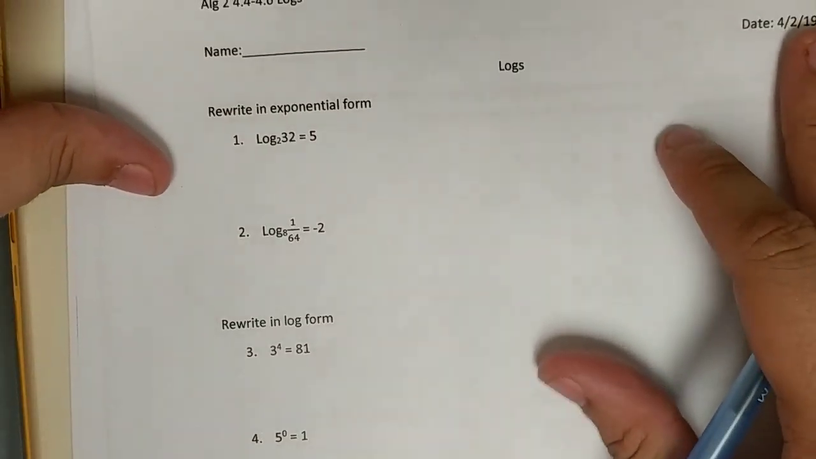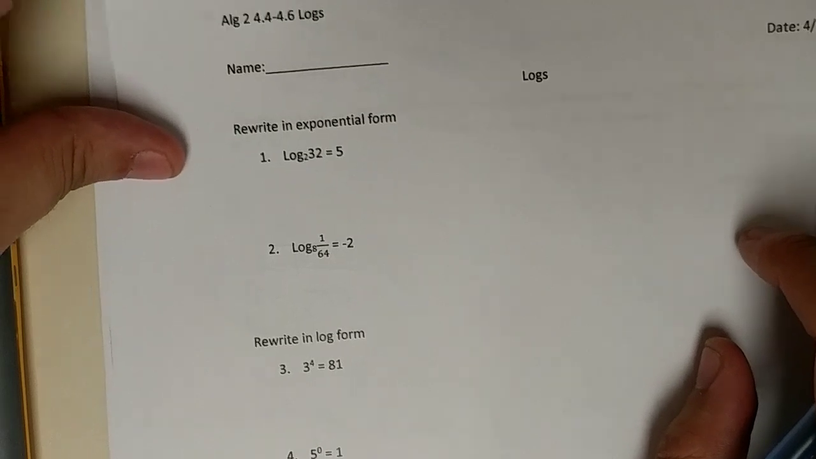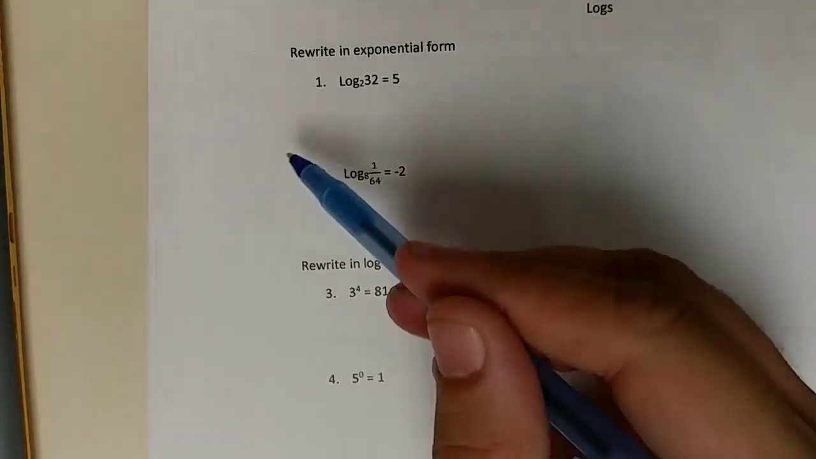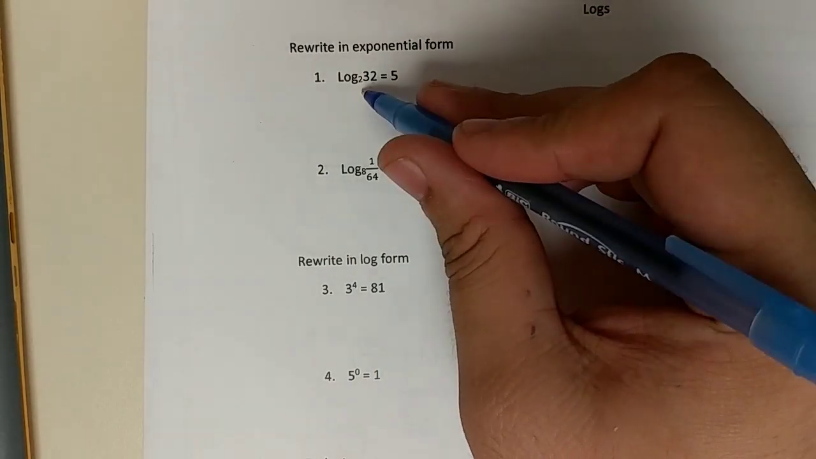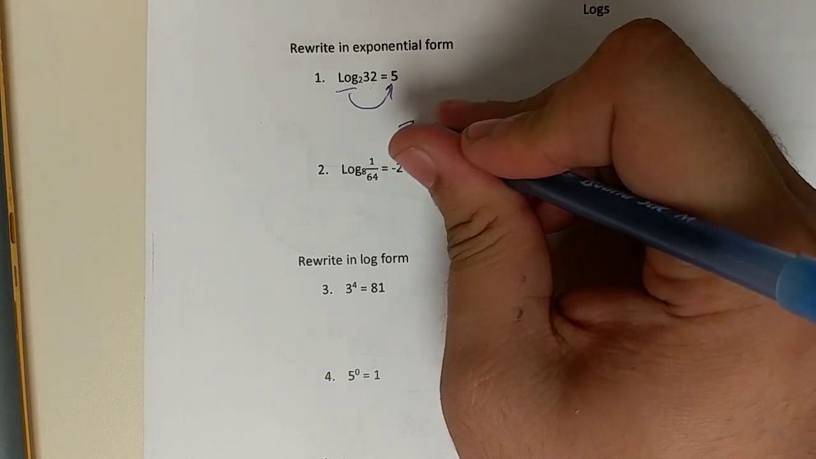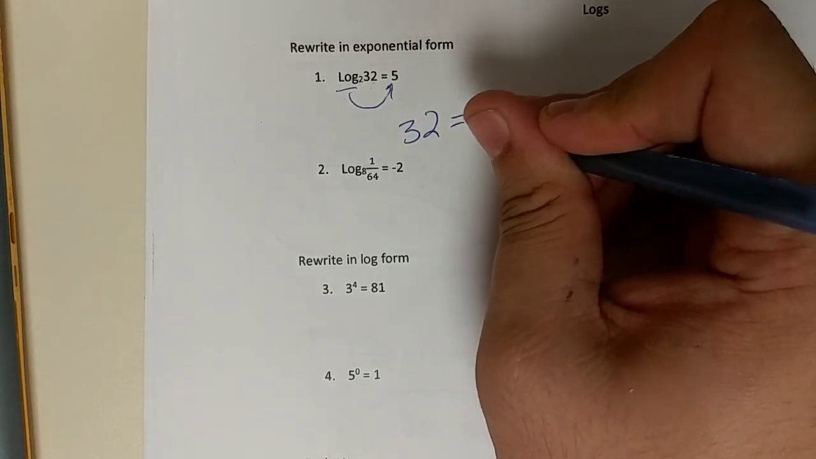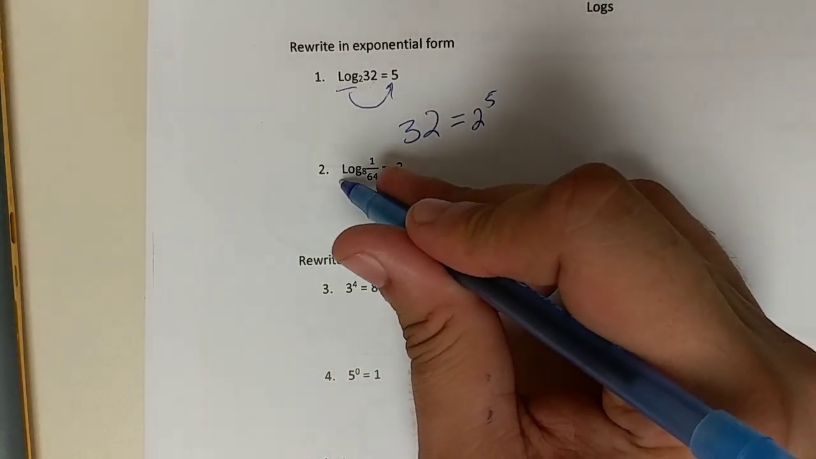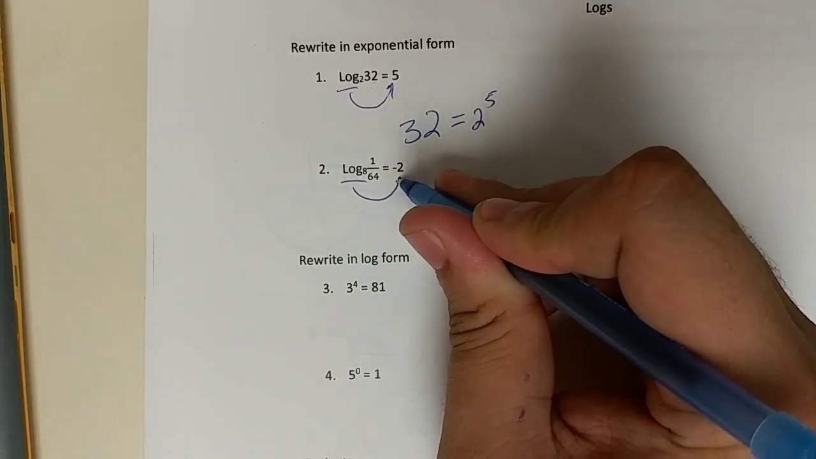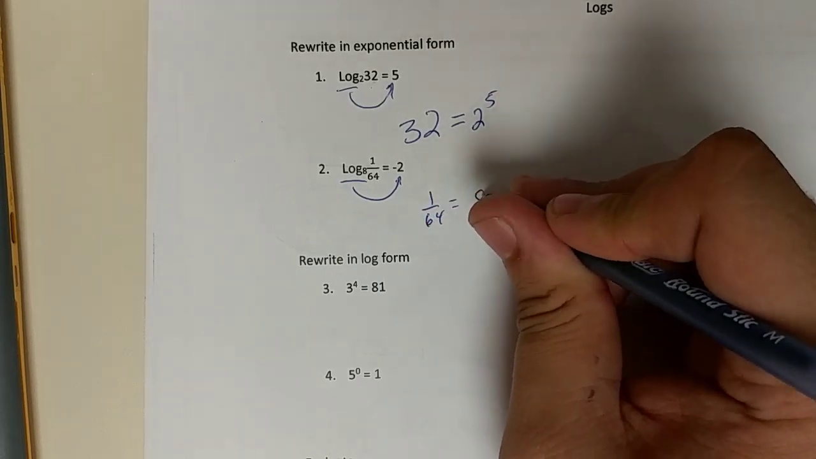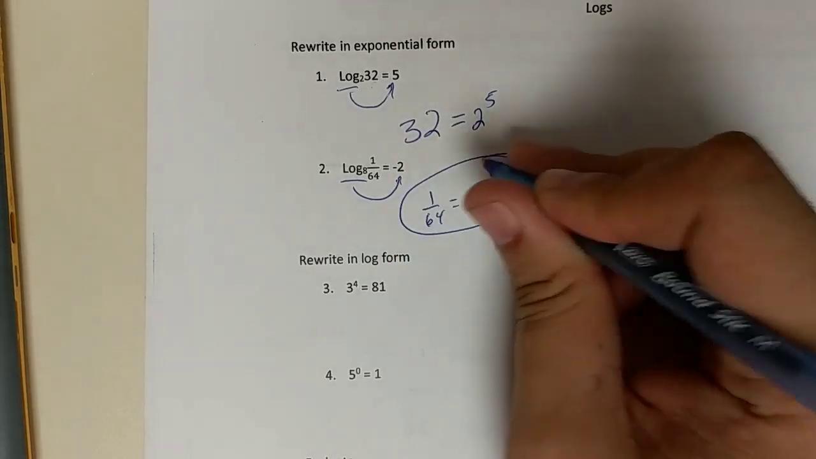All right, next one, logs. Logs were a tough time, but I think you guys can handle it. So how do I rewrite this in exponential form? All I do is take my log base 2 and slip it right underneath the 5. So that's 32 equals 2 to the 5th power. What I do is take log base a, so I slip it right underneath negative 2. So that's 1 over 64 equals 8 to the negative 2 power.